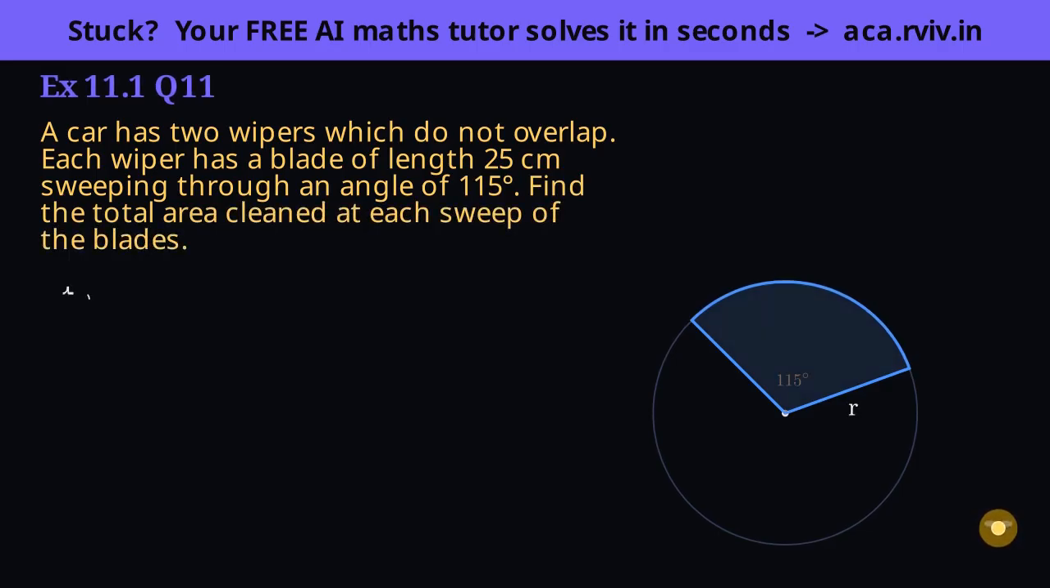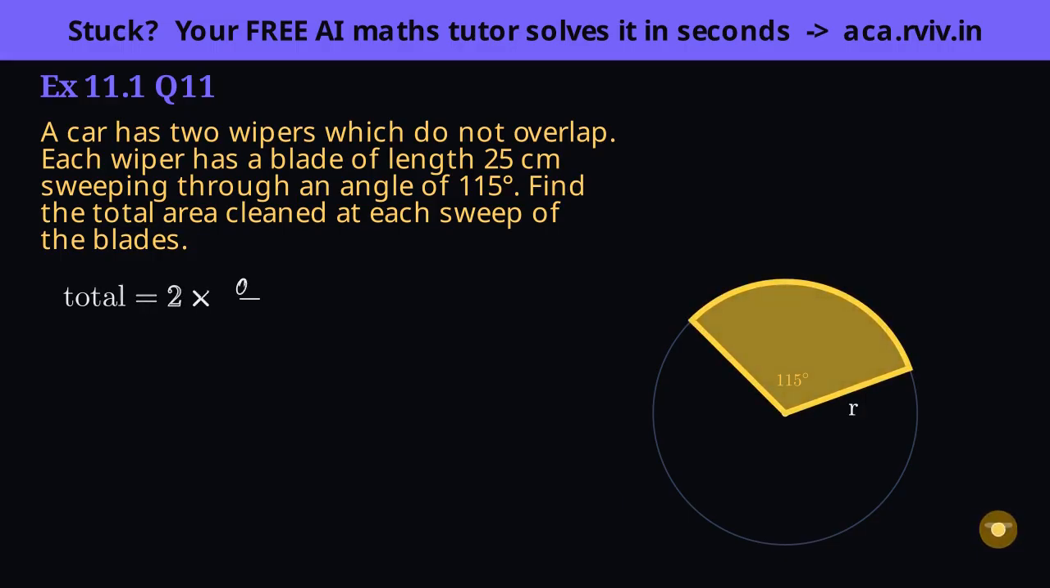Set it up carefully. One blade sweeps a sector of radius 25 and angle 115. There are 2 blades, and the problem promises they do not overlap. That matters, because if they overlapped we'd be double counting the shared strip. Since they don't, the total is honestly just twice one blade sector.